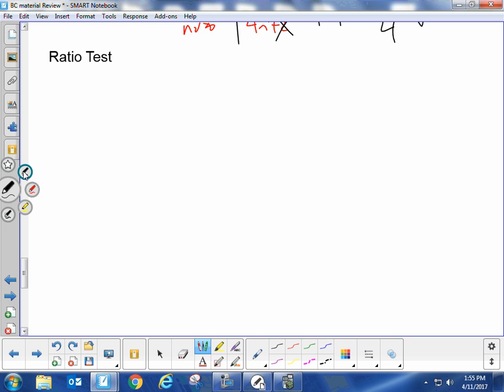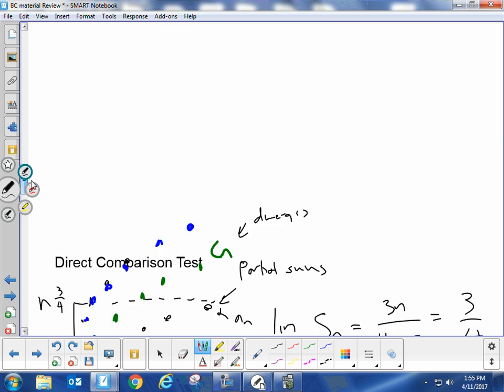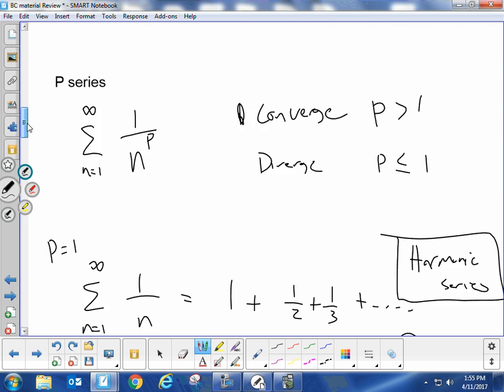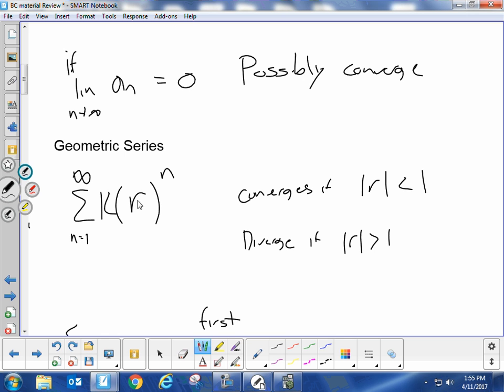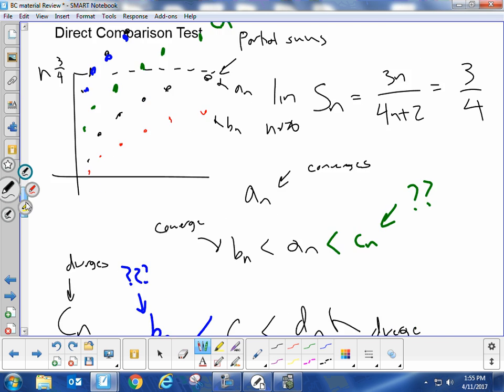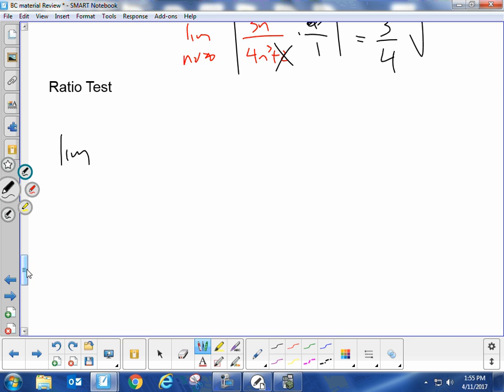Finally, the ratio test. The ratio test is a great test. It's similar to the geometric test, where if we know what we're multiplying each term by, as long as it's less than 1, we know that this is going to converge. Well, it turns out if we look at the terms as we go towards infinity, the next term divided by the previous term, as long as that's less than 1 as we're approaching infinity, we are going to converge.